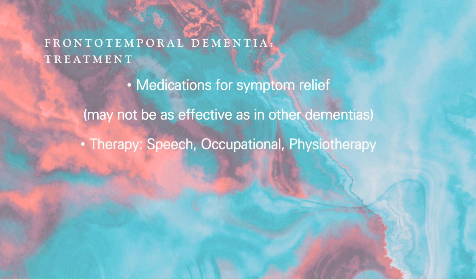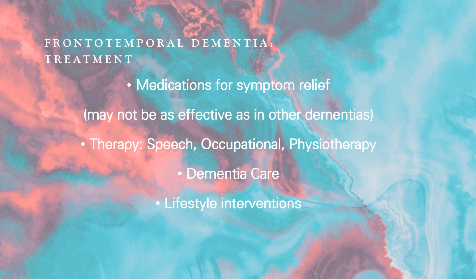Speech therapy can help manage language difficulties, while occupational and physical therapy can assist with daily activities and maintaining independence of the individual for as long as possible. Dementia care helps to create the right environment and establish routines that can help manage behavioral symptoms. Also, they support and educate the caregiver, which is essential in helping the caregiver to cope with the challenges of caring for someone with FTD.